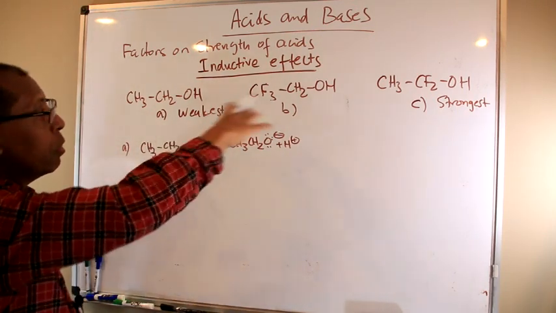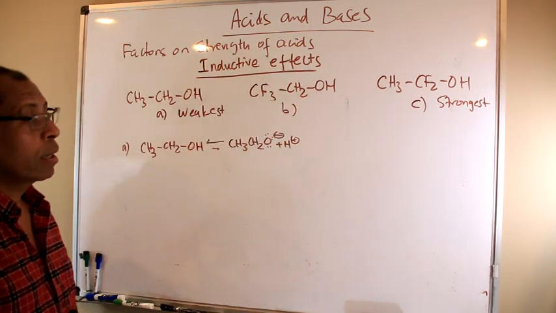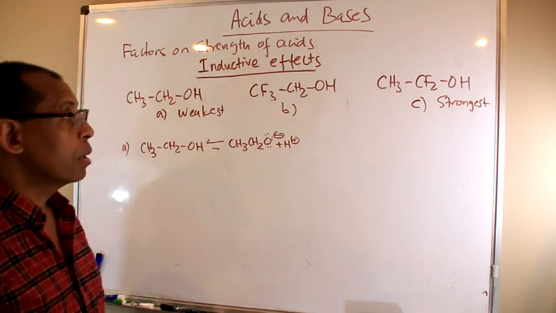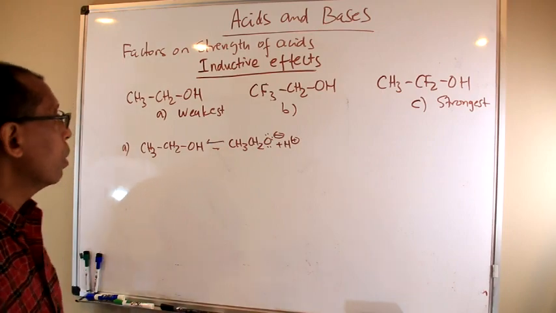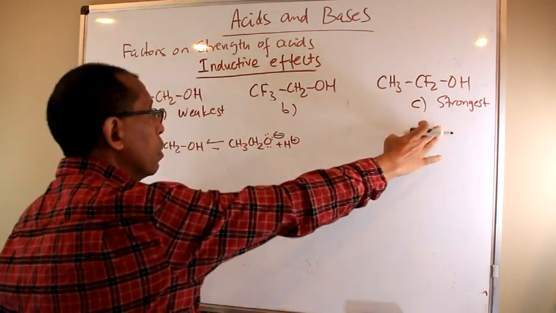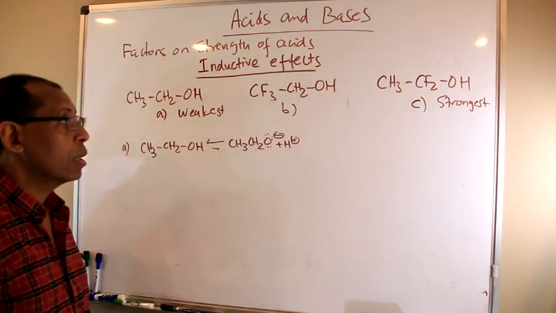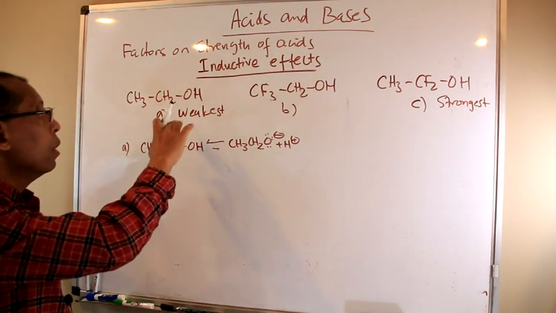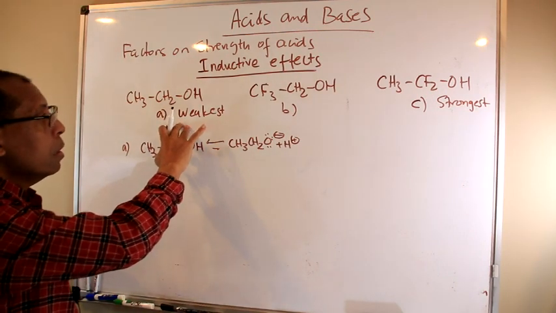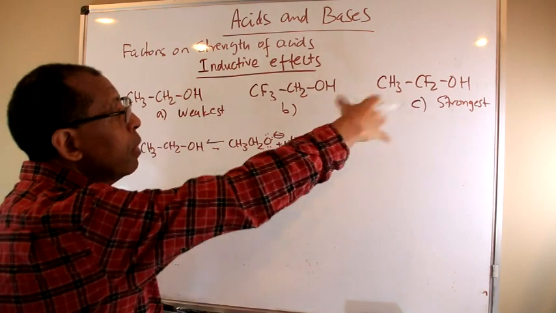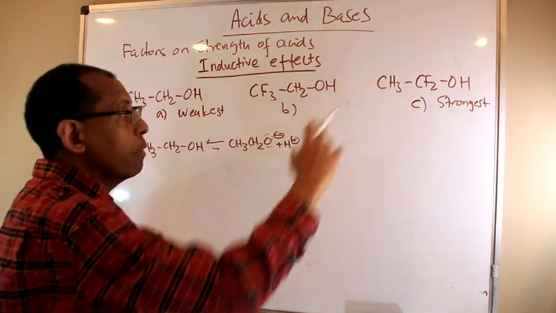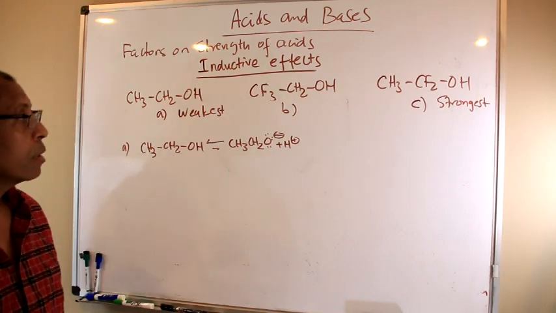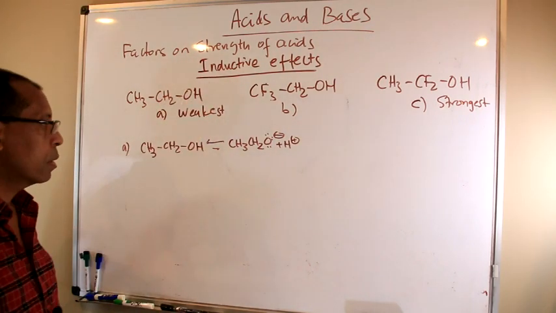But the rest of the two would have inductive effects that make them a better, stronger acid than, for example, A. So A is the weakest, C is the strongest, B is intermediate acidity. For example, this could be pKa 16, this is pKa 12, and that should be pKa less than 12, maybe 6, 7. So what is the reason for that? It is an inductive effect.